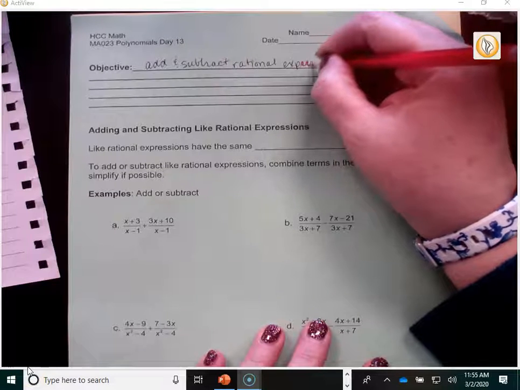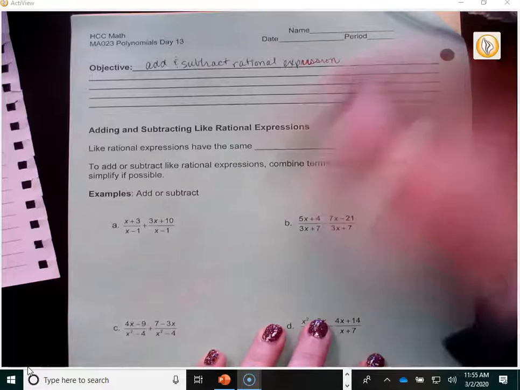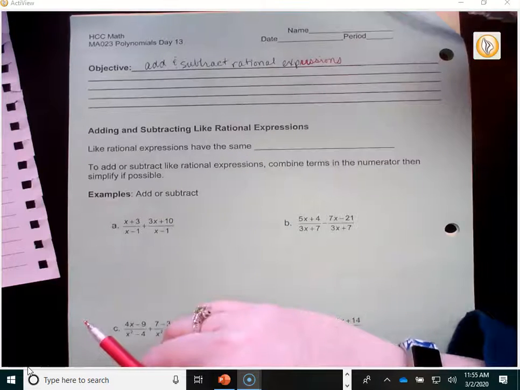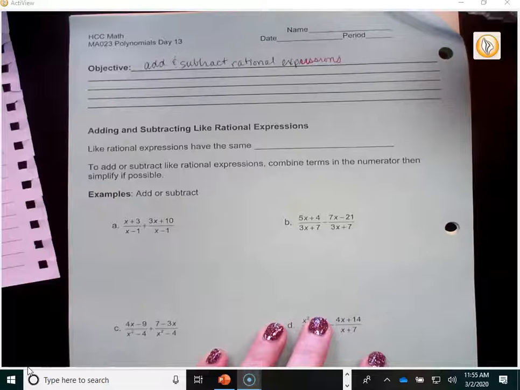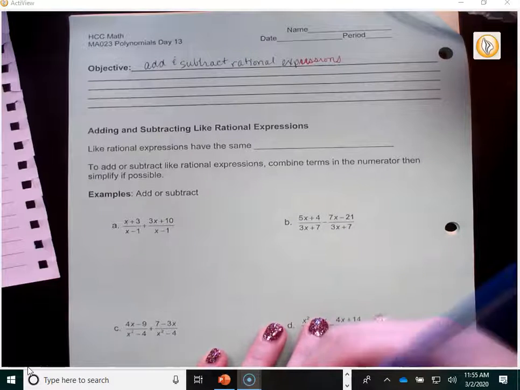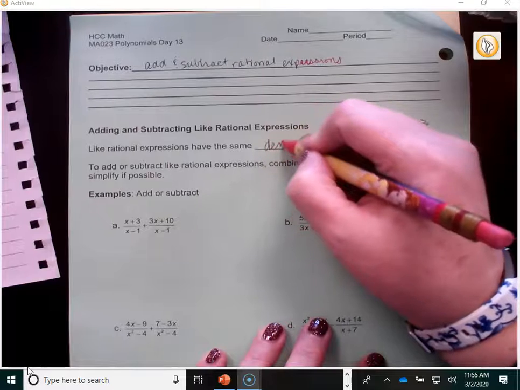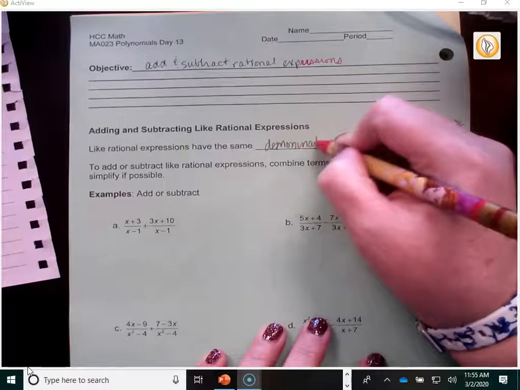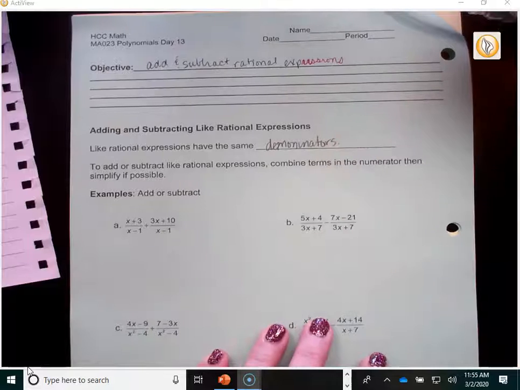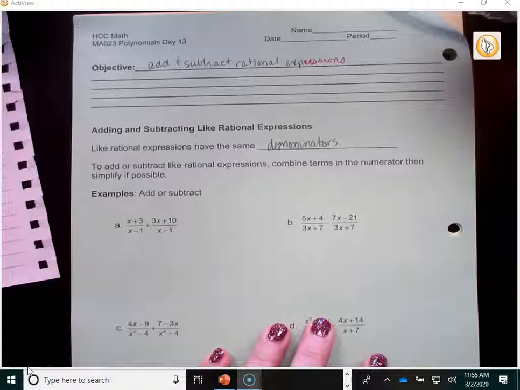So today what we're going to do is add and subtract rational expressions with like and unlike denominators, so that we can simplify. Like rational expressions have the same denominators. To add or subtract like rational expressions, all you've got to do is combine the terms in the numerator and then simplify if possible.